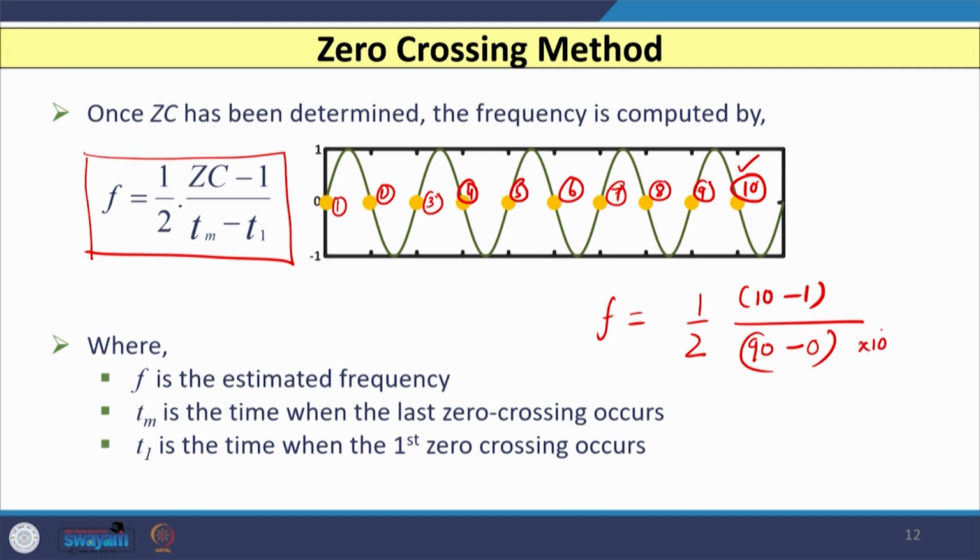So, you can convert it into seconds. If you solve this, then you will have the frequency, that is 50 hertz, right. So, you know that it is 10 minus 1, so 9 divided by 90. So, you will have 1 upon 2 into 10, that is 20. So, 1 upon 20 millisecond. So, we will have 50 hertz.